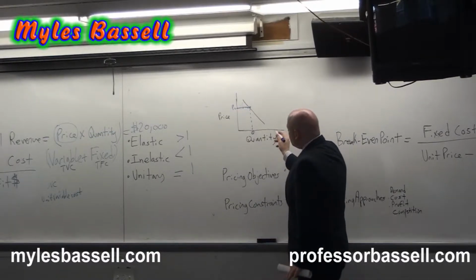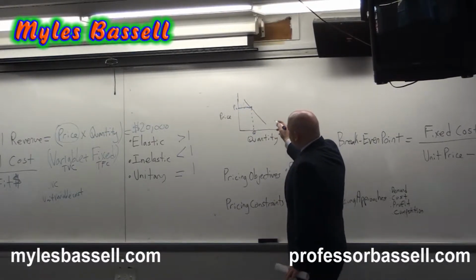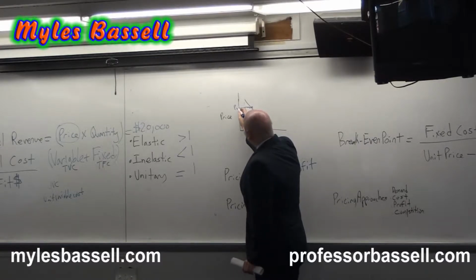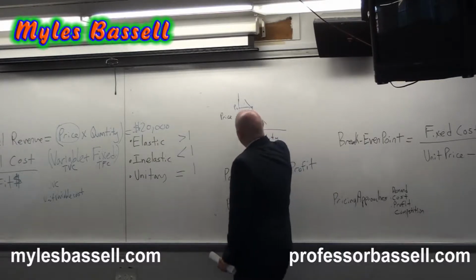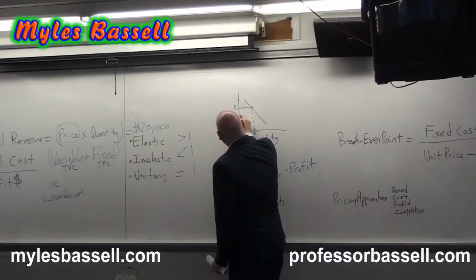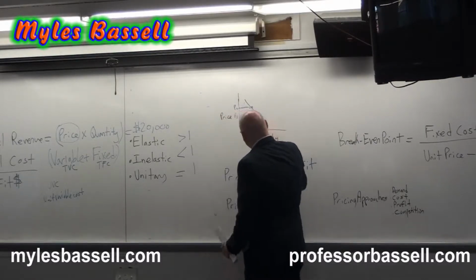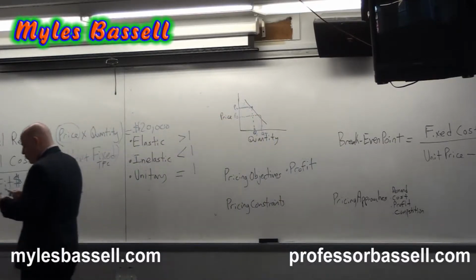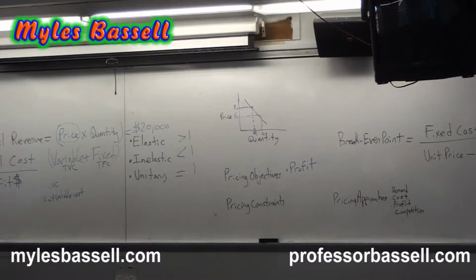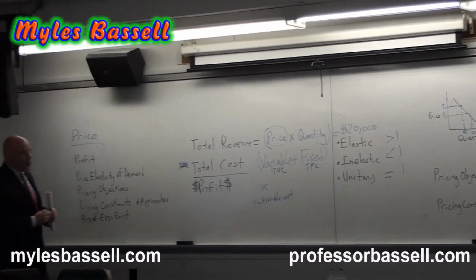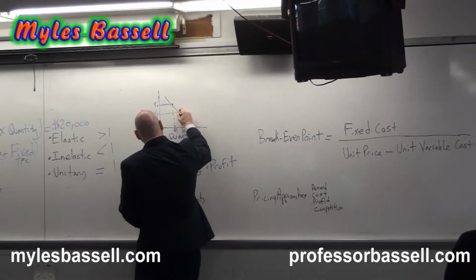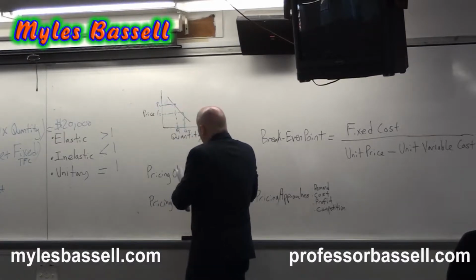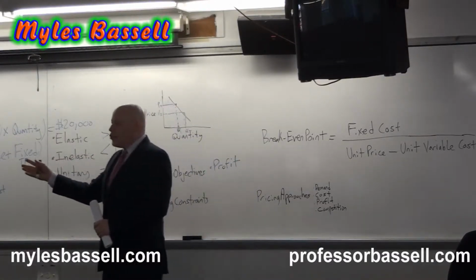This downward sloping demand curve shows that at this price, this is going to be the quantity demanded. When we lower the price from P1 to P2, then this quantity is going to be demanded. What we're assuming there is that the only thing that's changing is the price. So in this case, our price is the only thing that's changing.